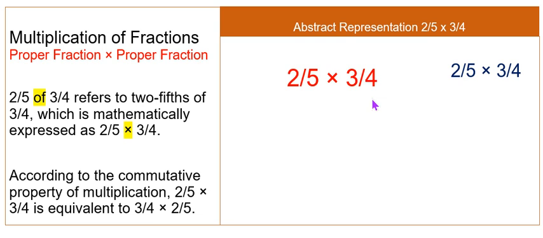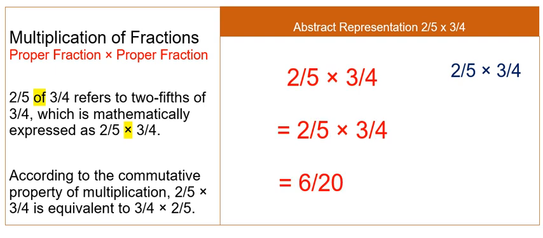2 out of 5 times 3 out of 4. We will multiply both the numerators. 2 times 3, that will be 6. And multiply the two denominators. 5 times 4, that will be 20. And this will give you 6 out of 20.